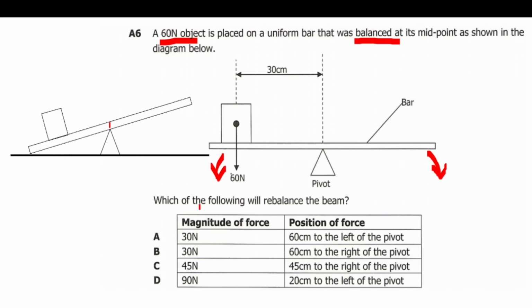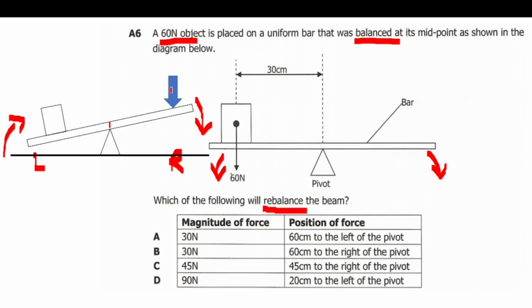Then the question is saying, which of the following will rebalance the beam? The keyword here is rebalance, meaning to balance it again. So they want a force that will rebalance it. To rebalance it, it must be pushed back in the clockwise direction. For you to push back in the clockwise direction, you need to apply the force on the right side of the pivot. If this is the left side, this is the right side, you need to apply the force on the right side to provide the clockwise moment like this. That's when it is going to be balanced.